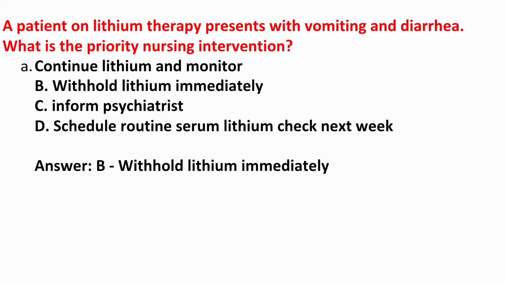A patient on lithium therapy presents with vomiting and diarrhea. What is the priority nursing intervention? A. Continue lithium and monitor. B. Withhold lithium immediately. C. Inform psychiatrist. D. Schedule routine serum lithium check next week. Answer: B. Withhold lithium immediately.